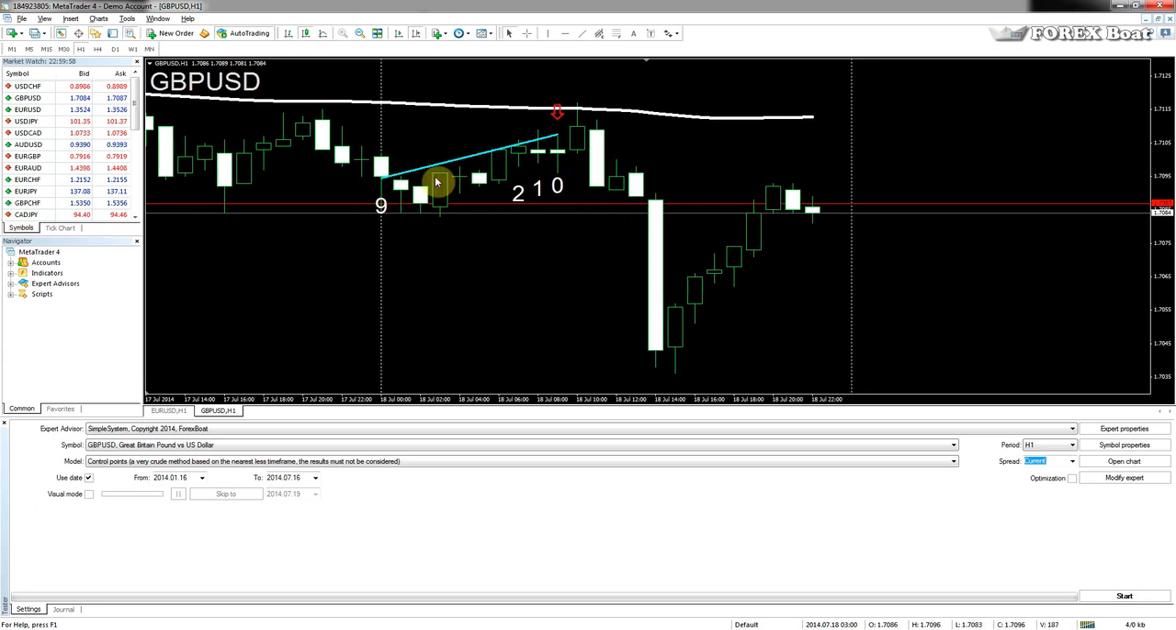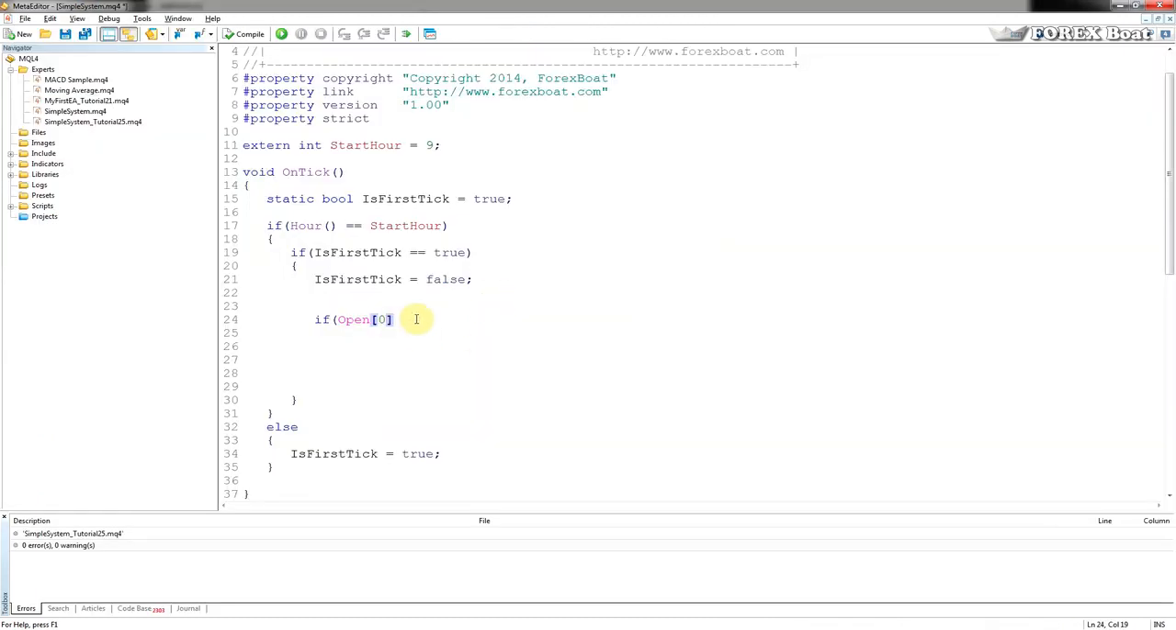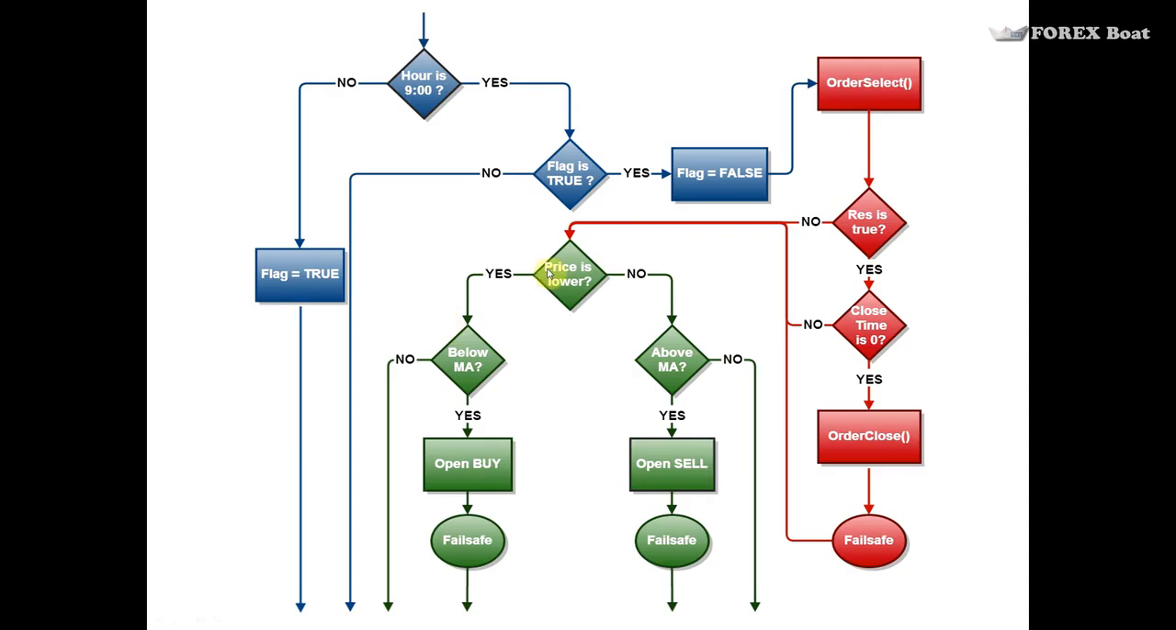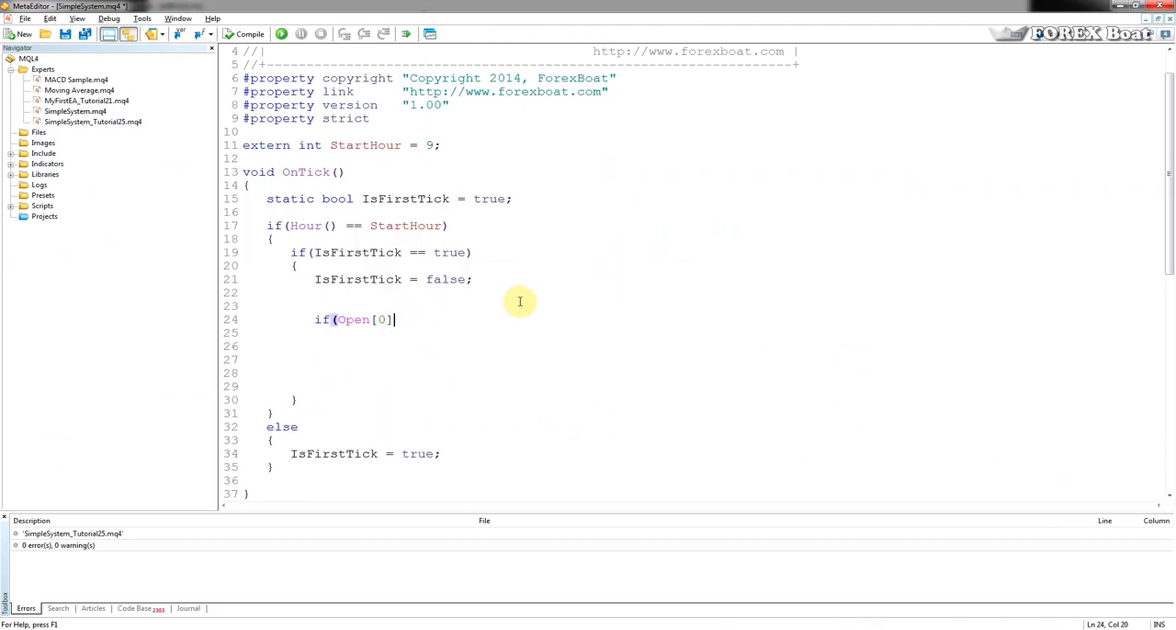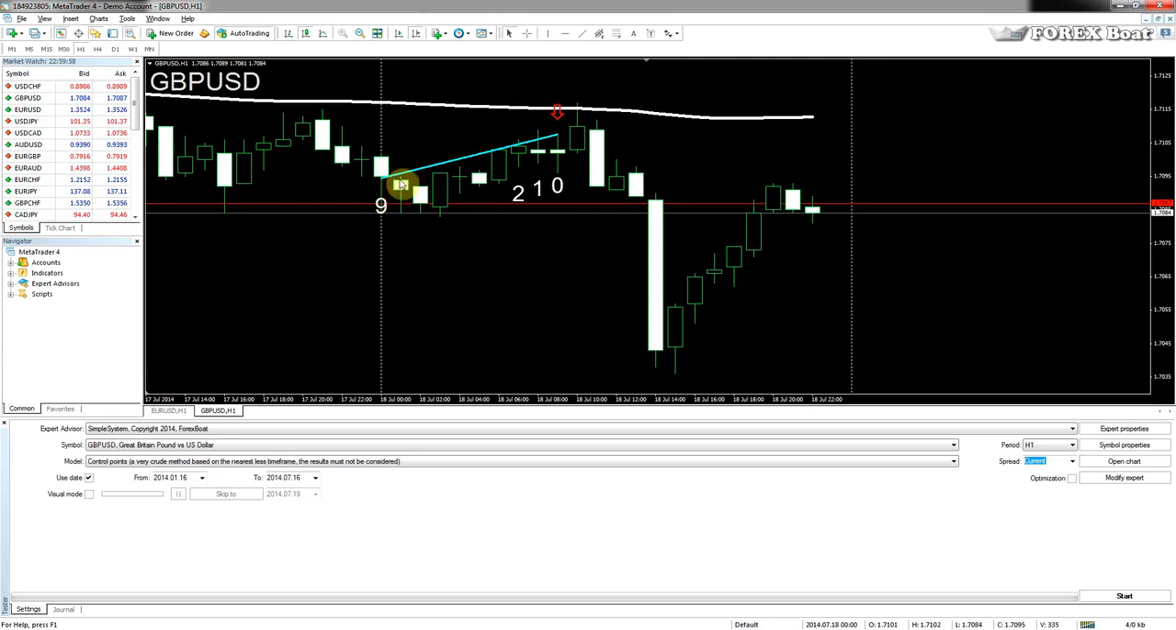And therefore we want to compare the open price of this candle and the open price of the start of the day, which is actually the 9th candle. So we want to see what our algorithm tells us: is price lower? So we want to see if open 0 is less than open candle number 9. And that will compare this open price to this open price.